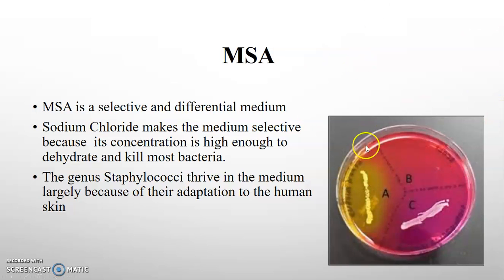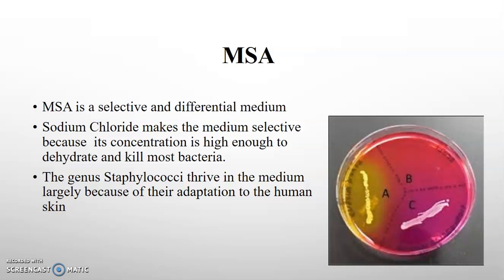So if we have a mannitol salt agar plate right here, ignore the colors for right now, but we have Staphylococcus that was put here, a Staphylococcus type of bacteria that was put over here, and maybe something like E. coli up here. We can see that the Staphylococcus bacteria grew just fine because they actually like the high salt concentration. But the E. coli that was placed up here, growth was inhibited. E. coli cannot survive in a high salt concentration because it basically dehydrates them and they shrivel up and die.